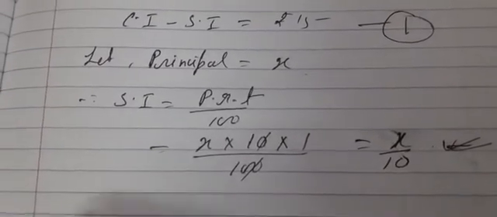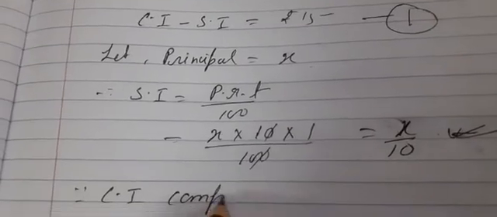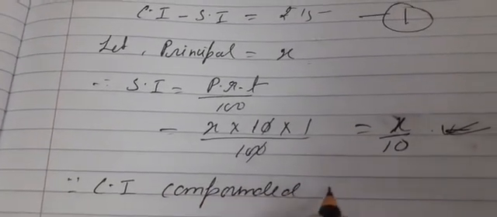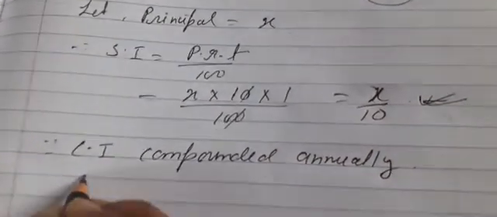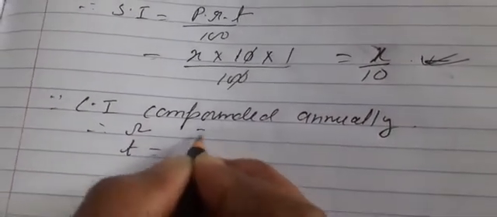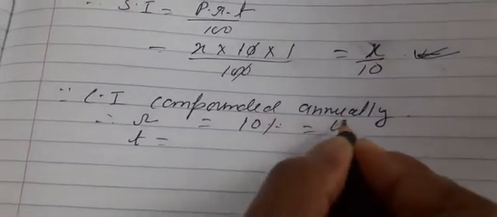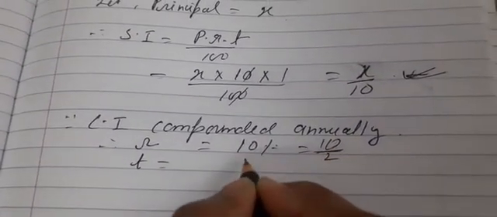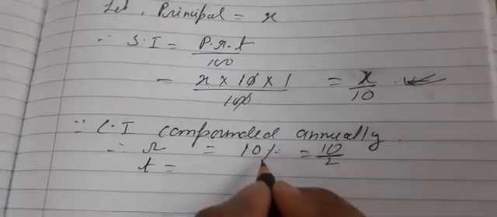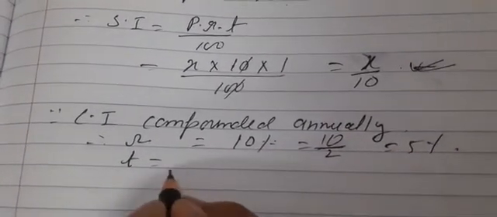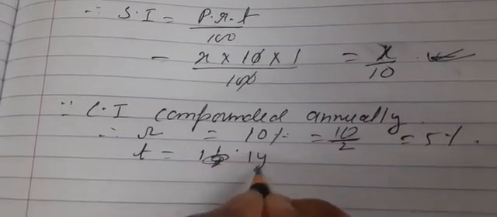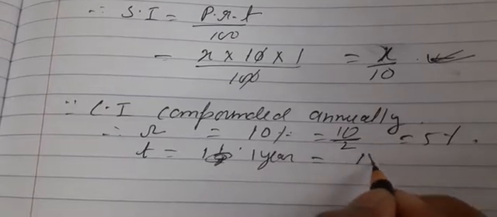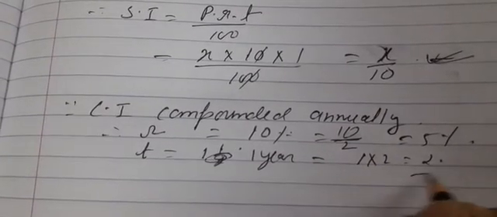Now we will find out the compound interest. First of all, since the interest is compounded half yearly, the rate and time will be changed. The rate was 10, so it will become 10 by 2, because if for 1 year we are paying 10%, then for half a year it will be 5%. The time was 1 year, so there is 1 into 2, there are 2 half years, right?